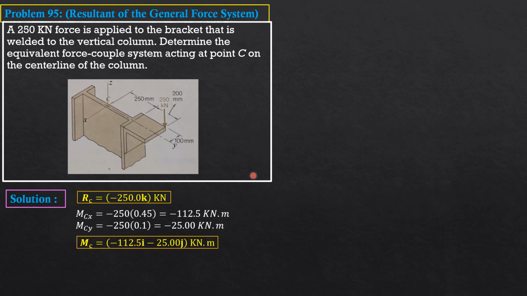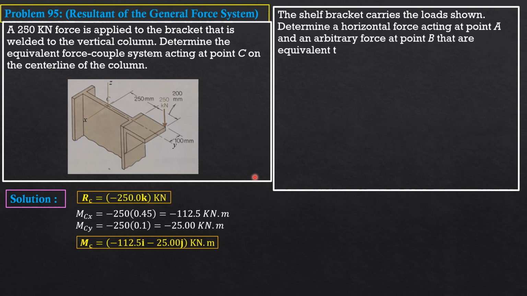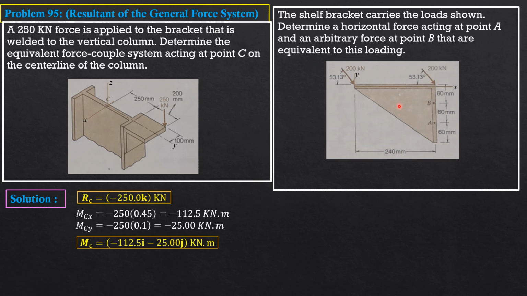So that's it for this problem. For your part, the bracket carries the load shown. Determine a horizontal force acting at point A and an arbitrary force at point B that are equivalent to this loading. So that's the figure, and show that these are the answers. FA should be 400.0 i kilonewtons, that's a horizontal force, and the arbitrary force at B is negative 160 i minus 320 j kilonewtons. So that's it for your part.